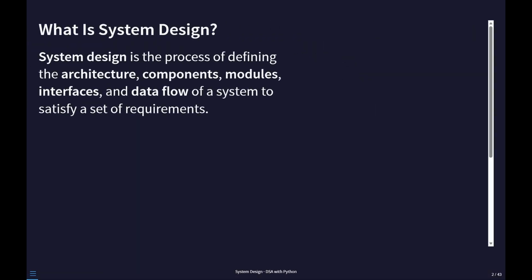So what exactly is system design? At its core, system design is the process of defining the architecture of a system, its components, modules, interfaces, and how data flows between them, all to satisfy a specific set of requirements. It is not about writing a single function or class. It is about deciding what boxes exist, what each box does, and how they talk to each other.